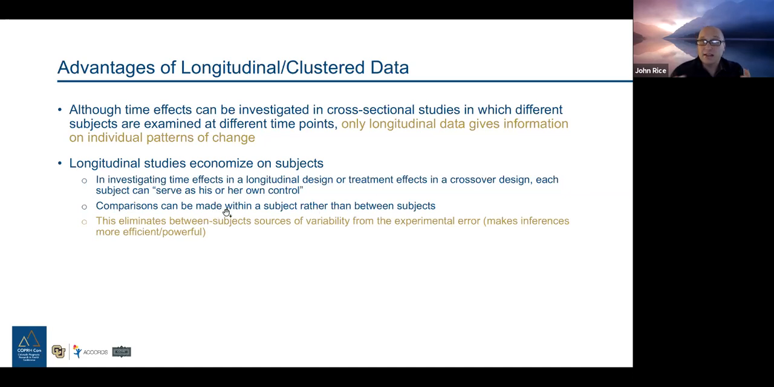And the power gains or the sample size economization occurs because you're making comparisons within a subject rather than between subjects. And this is one of the key points of correlated data: what happens with it depends on whether your comparisons are between clusters or within clusters. Between clusters is when you have cluster randomized data. Within clusters would be something like exposing the same individuals to different treatments over time, for example.